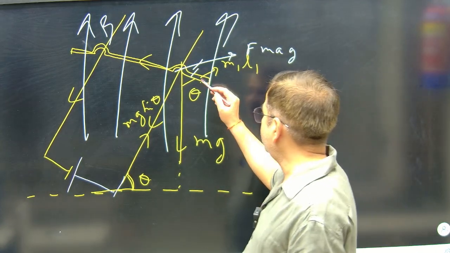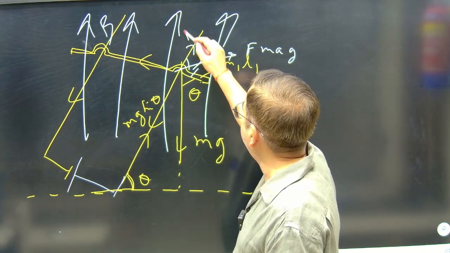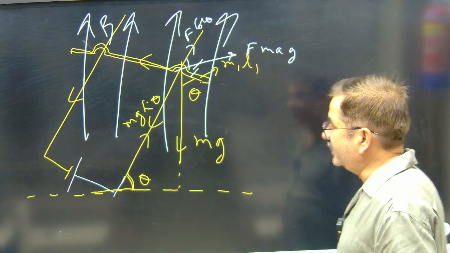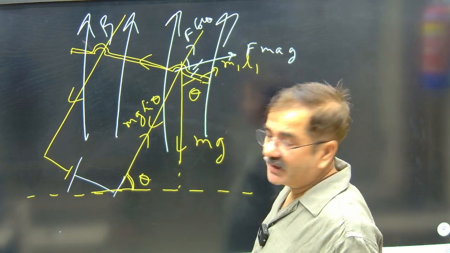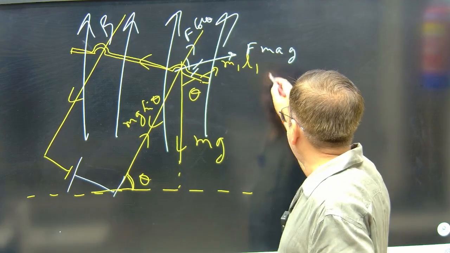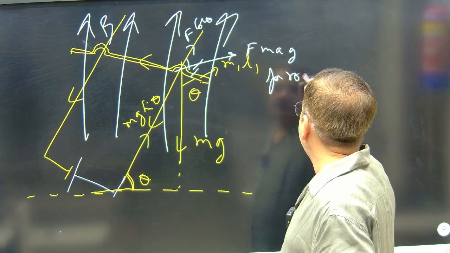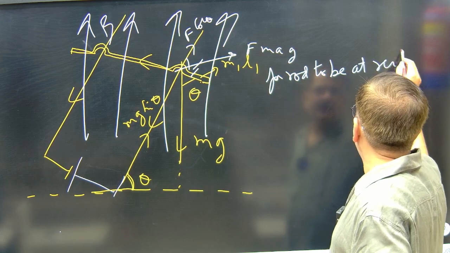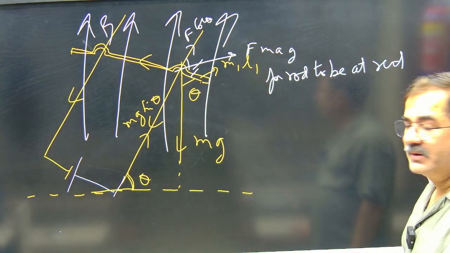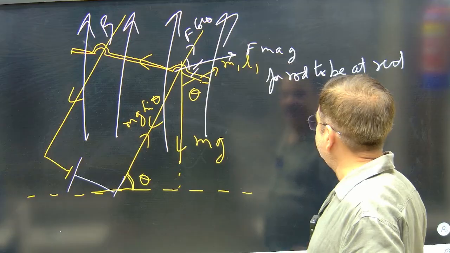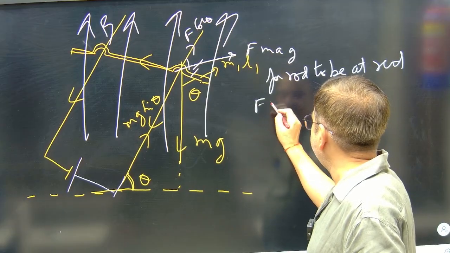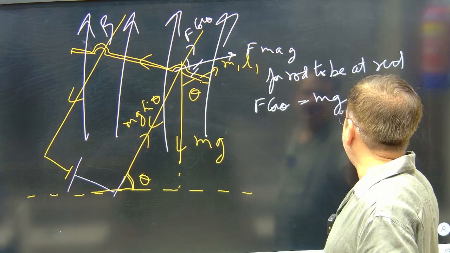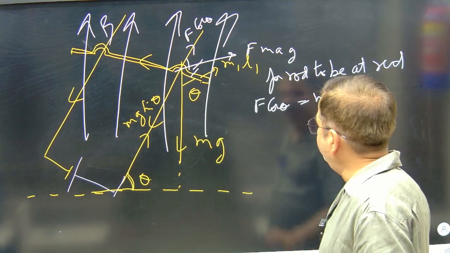So this horizontal force will have some component along the plane, that is F cos theta. F cos theta force will act up. It can balance this mg sin theta force. So for this rod to be at rest, what current can flow, that thing I can guess. I will say that F cos theta magnetic force will balance the mg sin theta. And F will be what?